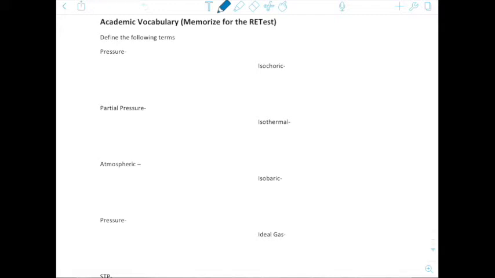Welcome to the Unit 12 guided practice for test remediation. Looking at the academic vocabulary, we need to memorize these for the test.